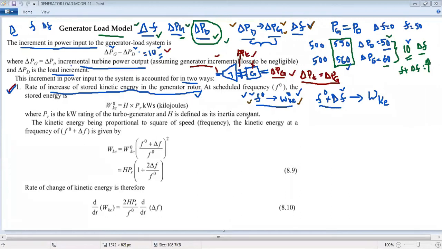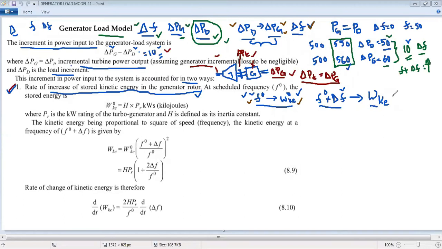So what is the relation between these two, Wke and f naught? We have to identify here why this kinetic energy is increased if the frequency is increased. Let us consider that there is a load increment and a surplus power. Because of this surplus power, the kinetic energy of the rotor is increased. That is what we have assumed.